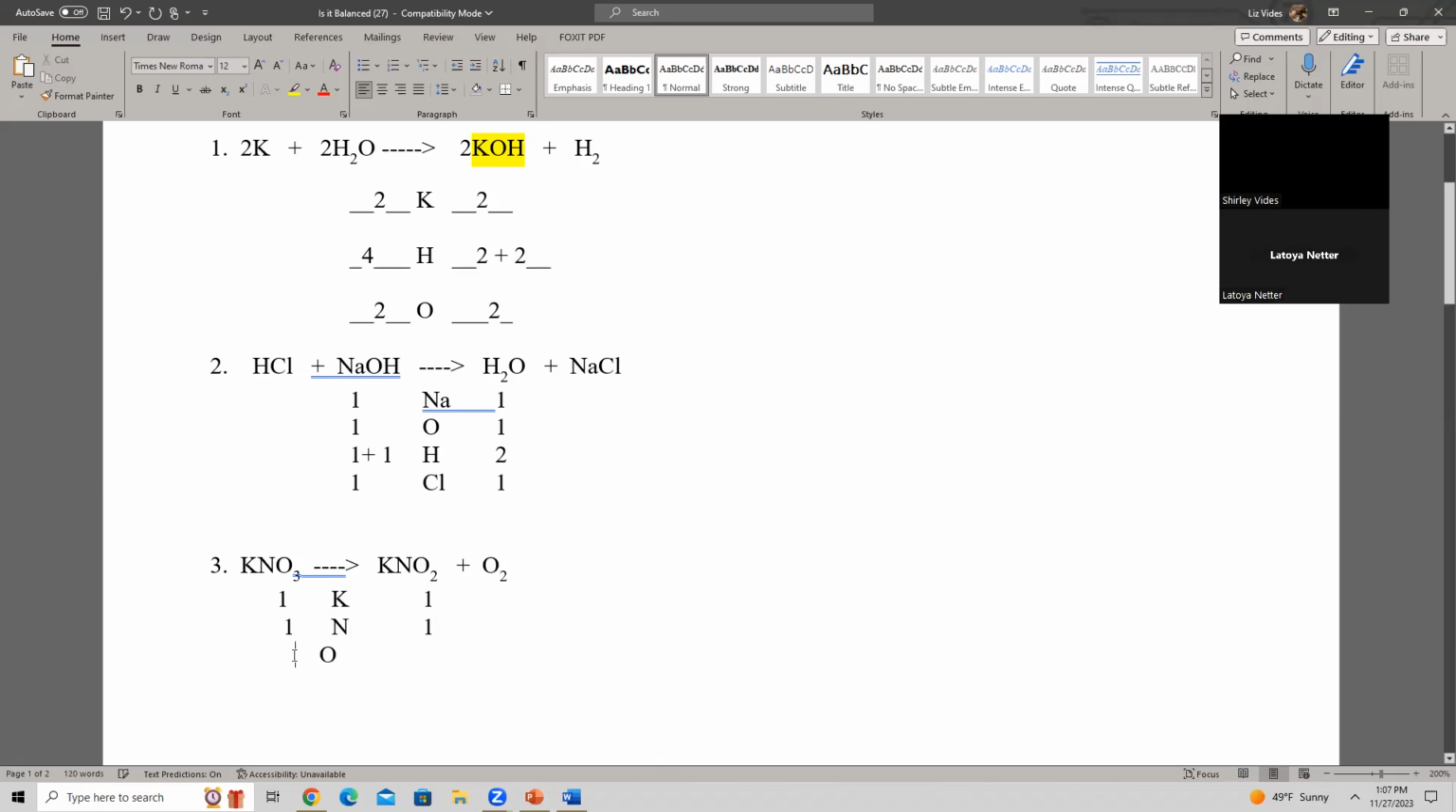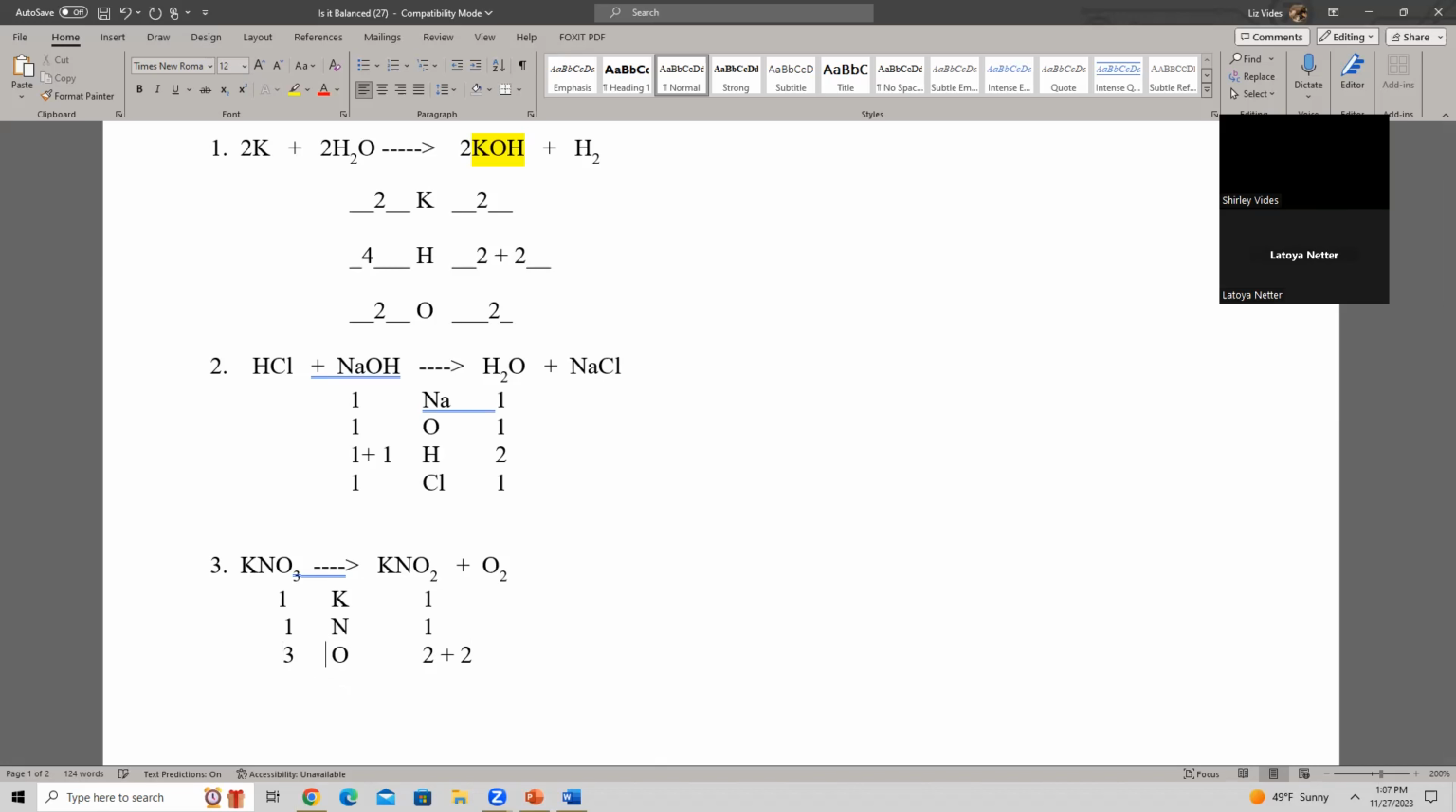On this side, we have 3 oxygens, and on this side, we have 2 plus 2. Not quite, right? 2 plus 2 is 4. Guess what? We have to double this one. Remember how we said that we need to make the even odd and the odd even? So divide the 4 by 2.